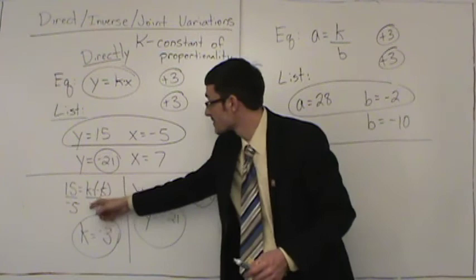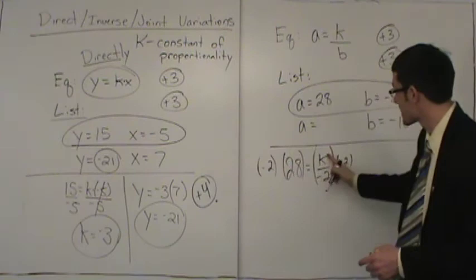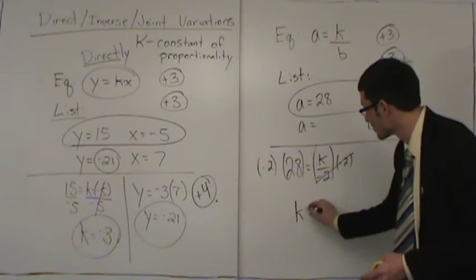So notice here K is being divided by negative 2. We're going to do the opposite. We're going to multiply by negative 2. Since K was being divided by negative 2, we multiply by negative 2. These cancel. We end up with K equals 28 times negative 2 is negative 56.